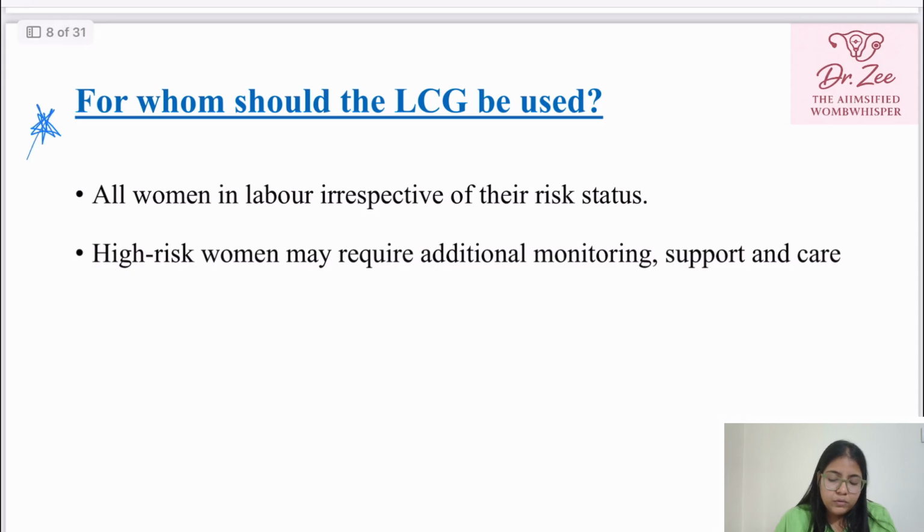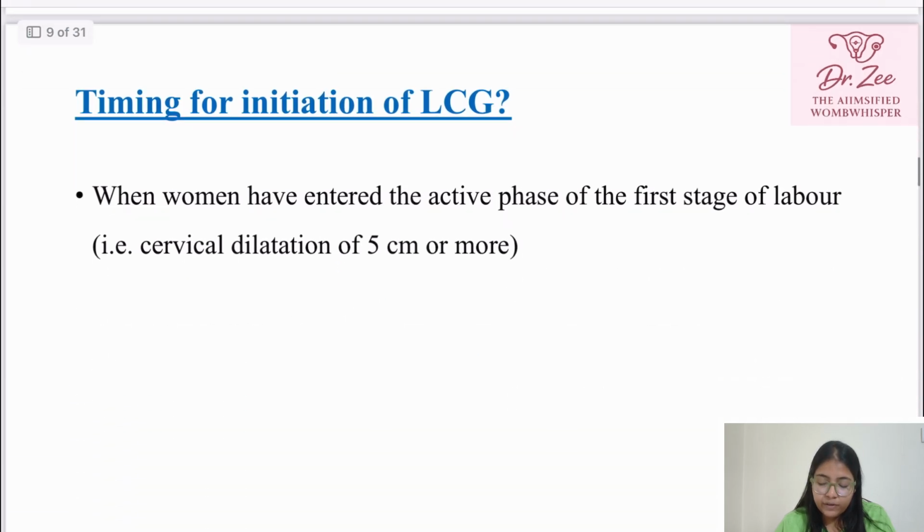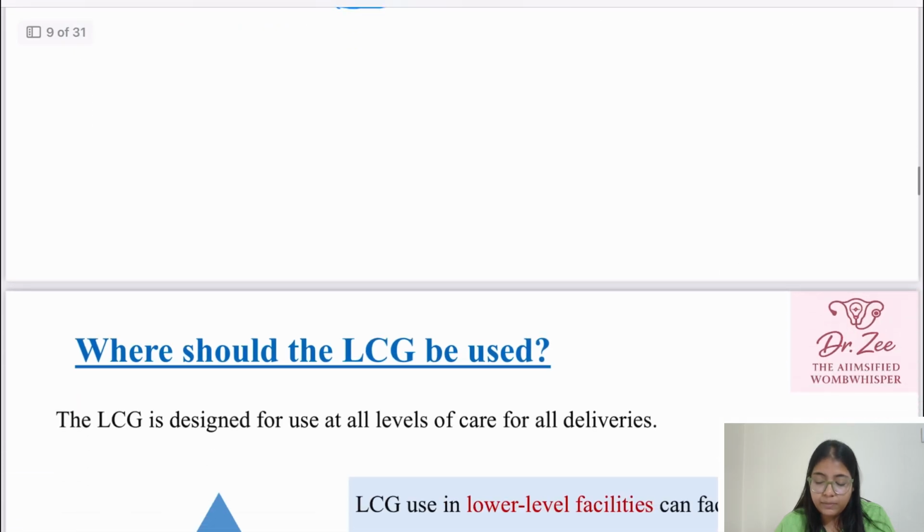So for which patients we should be using labor care guide? We use it for all patients in labor after 5 centimeter of dilatation. Okay, and for high risk patient we need additional care, otherwise for low risk this labor care guide is enough. When will you initiate labor care guide? Obviously at or after 5 centimeter of dilatation in the active first stage of labor.